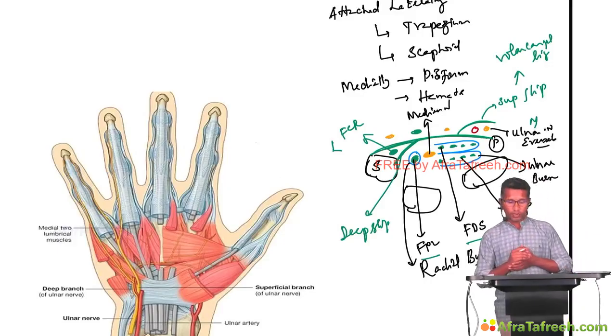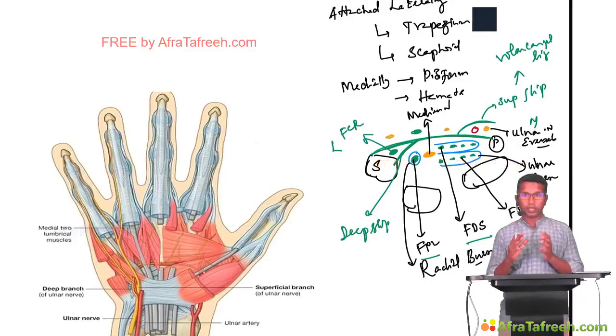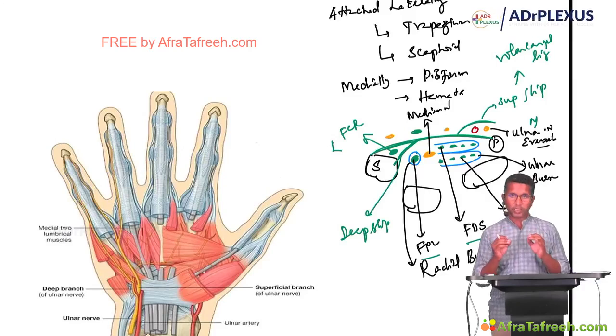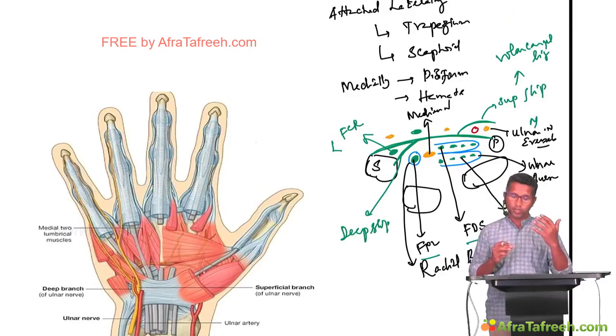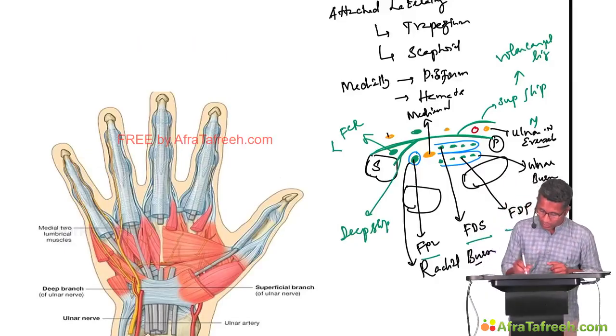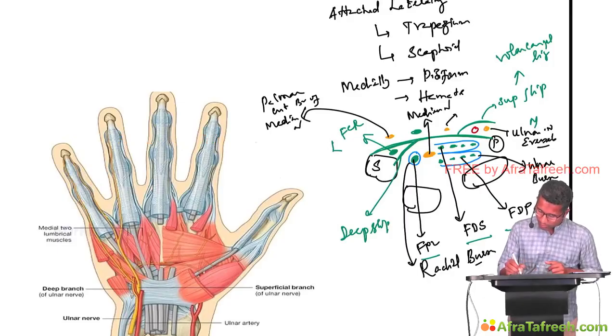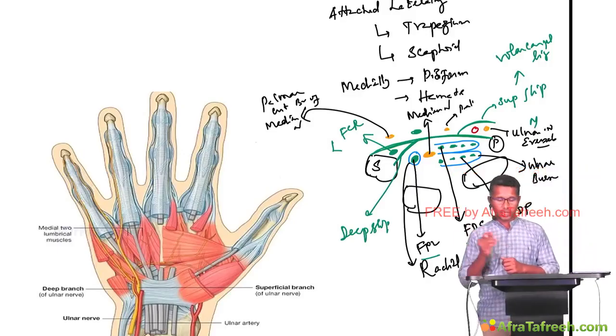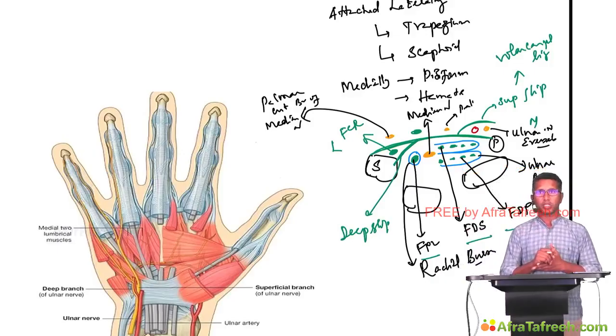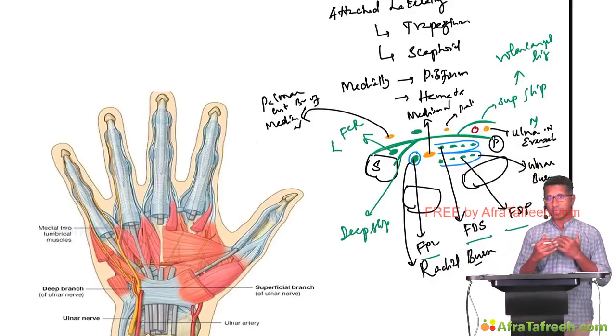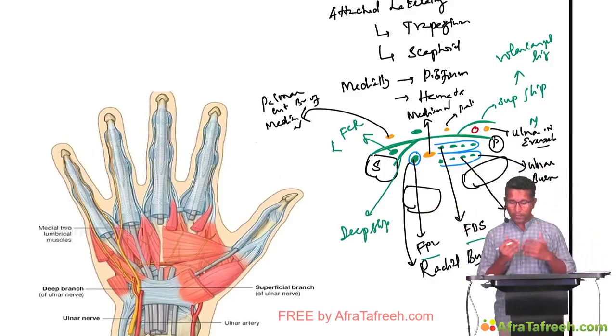Okay, so with this we are done with the carpal tunnel. Formation of the carpal tunnel we have done. Structures passing through the carpal tunnel we have done. Structures passing outside the carpal tunnel we have done. What is this? This is the palmar cutaneous branch of the median nerve on the lateral side, and this is the palmar cutaneous branch of the ulnar nerve on the medial side. And in between them runs the palmaris longus tendon. So these are the tendons and the nerves which are running outside the carpal tunnel.